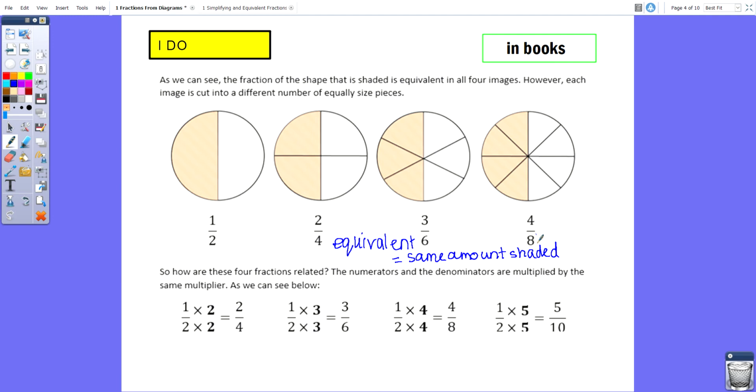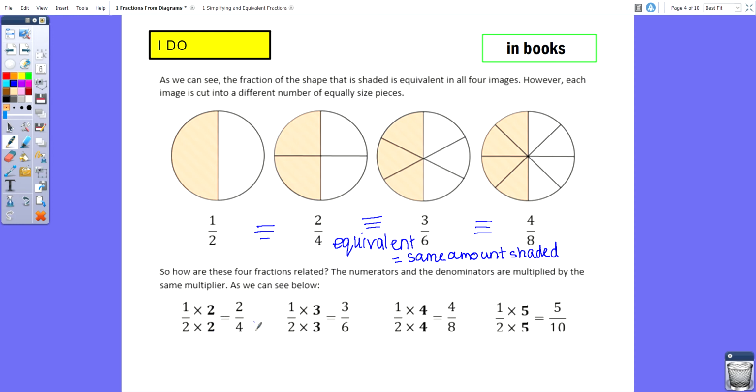Now, the way we can tell that fractions are equivalent is because we can times the top number, the numerator, and the bottom number, the denominator, by the same number to get another fraction. So we can see here that we have a half shaded in. This one's 2 over 4 because we've got 4 parts, but 2 of them are shaded in. 3 over 6 for the same reason, and 4 over 8, but they each represent the same amount shaded in. So 1 over 2 is equivalent to 2 over 4, which is equivalent to 3 over 6, which is equivalent to 4 over 8. And we can see here that to get from 1 over 2 to 2 over 4, we have to times both the top number and the bottom number by 2.